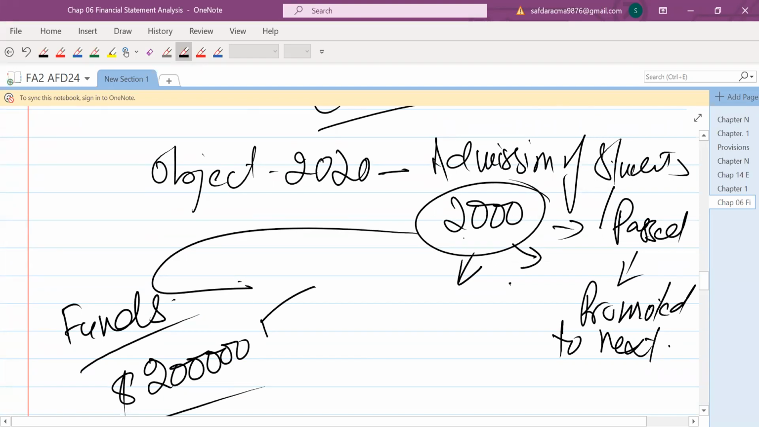For example, you got the 2000 admissions, started the education of these students, and at the end they were promoted into the next classes. This is your effectiveness. Effectiveness means you are achieving your objective.